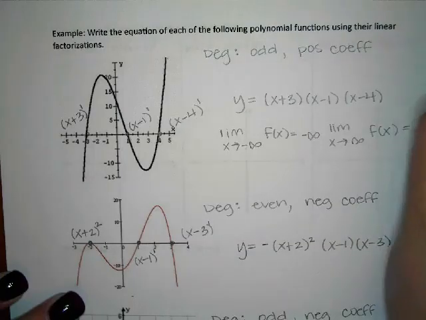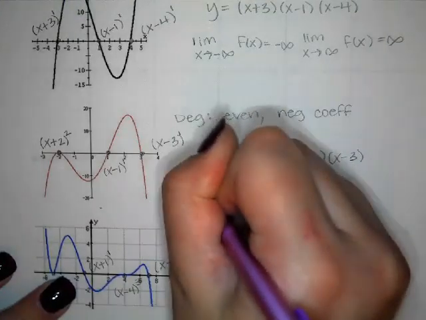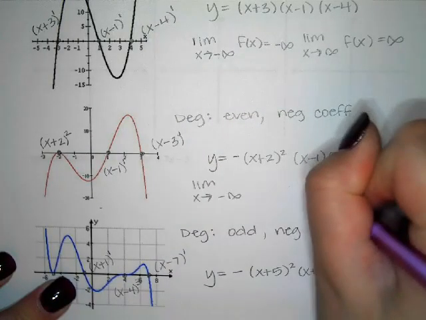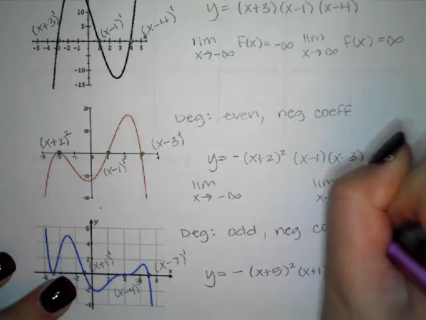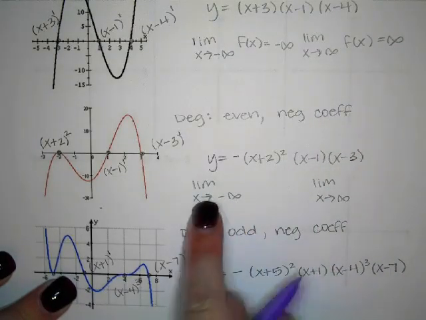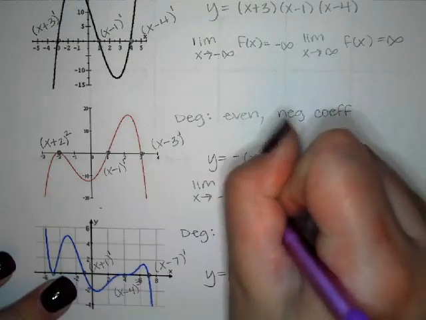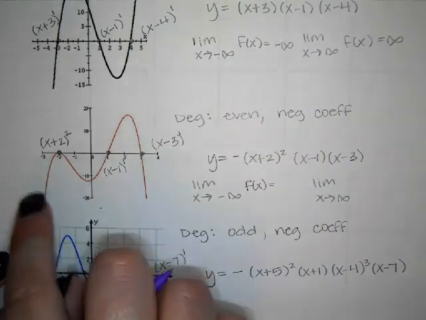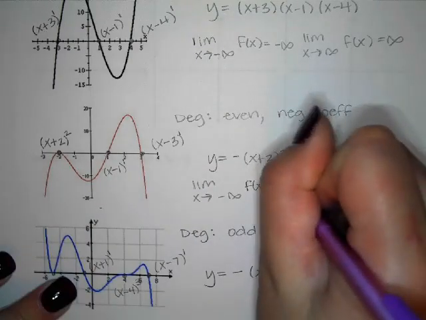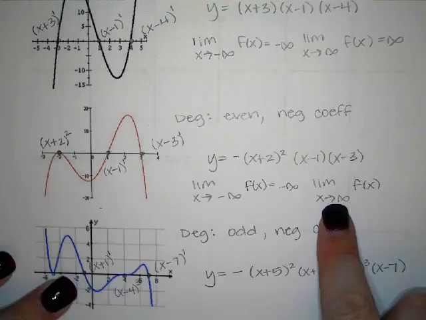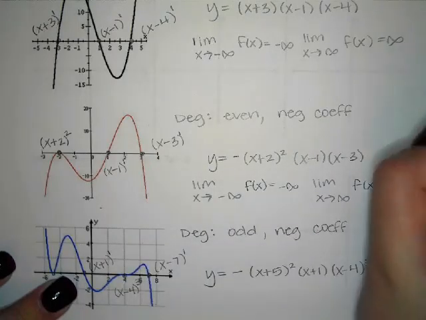Okay, so we'll do it again. Limit as x goes to negative infinity. Limit as x goes to positive infinity. So this is me looking at the left arrow. So look at the left arrow of the function, and I can see that the left arrow of the function goes down, so that's negative infinity. Now I'm looking at the right arrow of the function. I can see that also goes down, so that's negative infinity again.